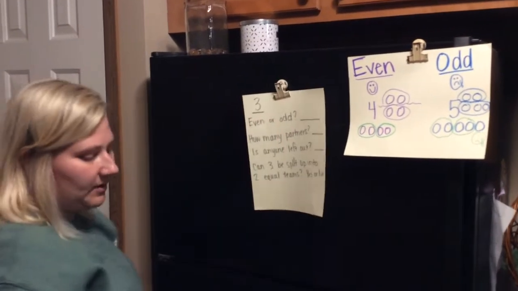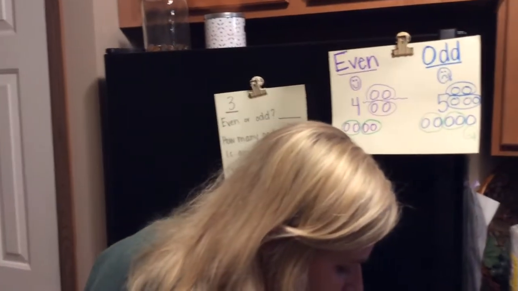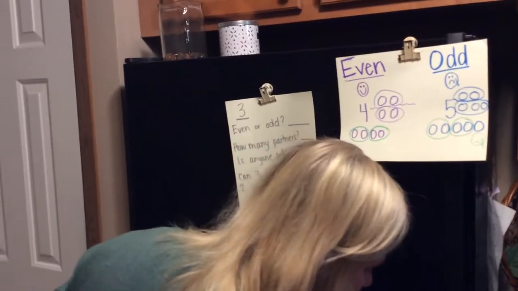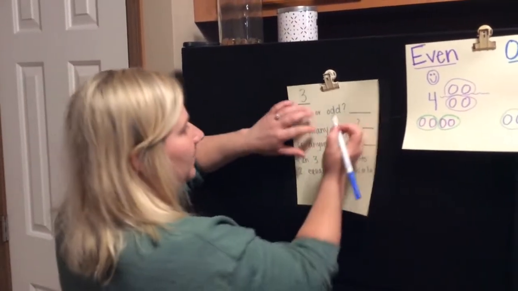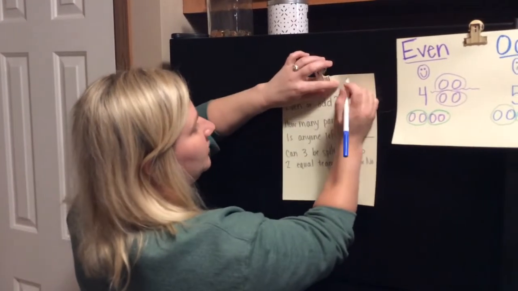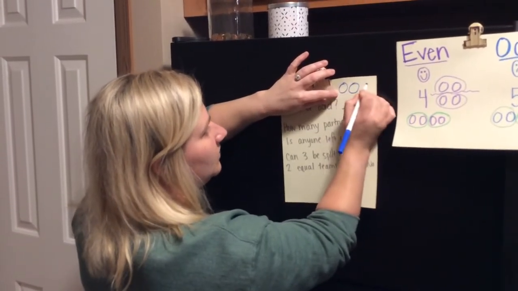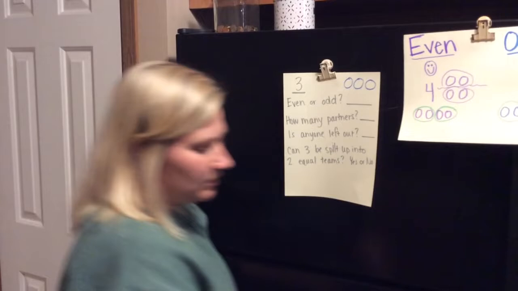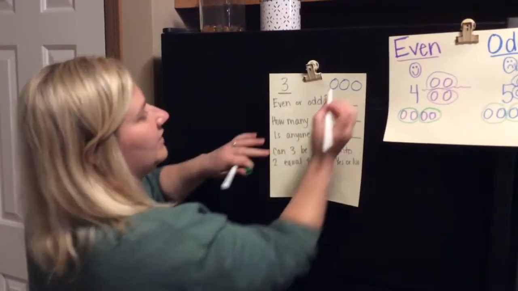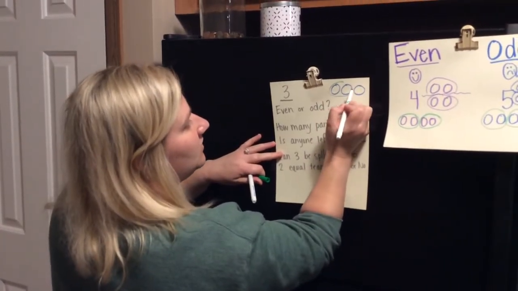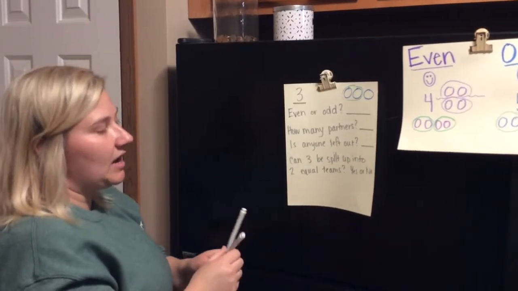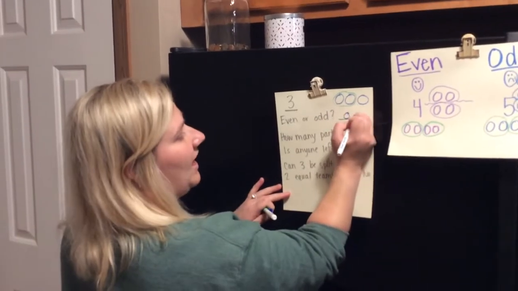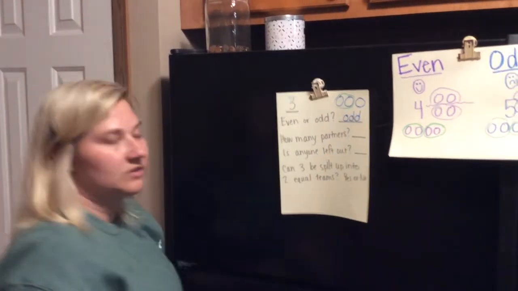Okay, now we have the number 3. Okay, so is 3 even or odd? Let's draw a picture to find out. I'm going to draw 3 circles. 1, 2, 3. Now I can already tell by looking at this. These 2 are a partner and this one's left out. So there's not equal teams, so this is an odd number because there's 1 left out.